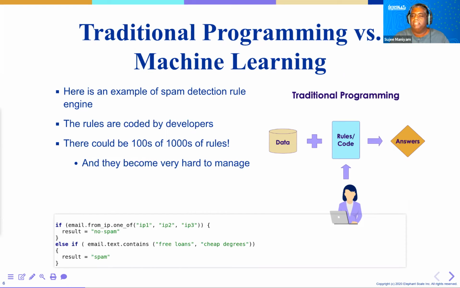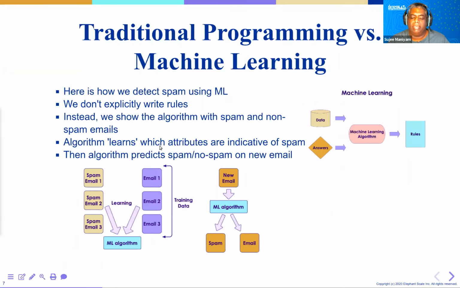Let me give you an example. Let's say I'm trying to detect if an email is spam or not. Here's some code I'm writing, as you can see at the bottom. I'm saying, if the email came from one of these IP addresses, then it's not spam. Or if the email contains some of this spammy content, then we say spam. As you can imagine, I'm writing these rules, and they can range from hundreds to even thousands. As the number of rules increases, it becomes really hard to keep track of them. So how do we do this in machine learning? Here's how the machine learning approach would look. I'm not writing any program.